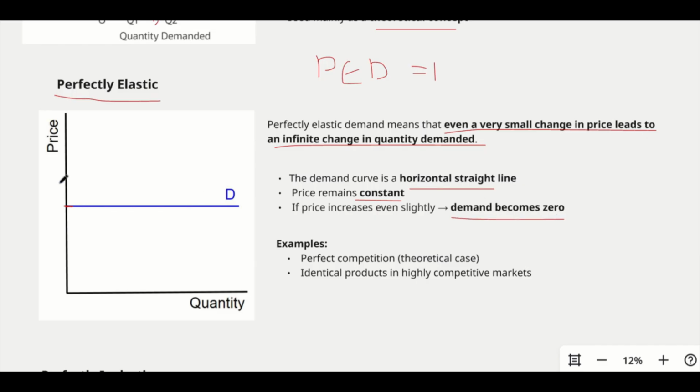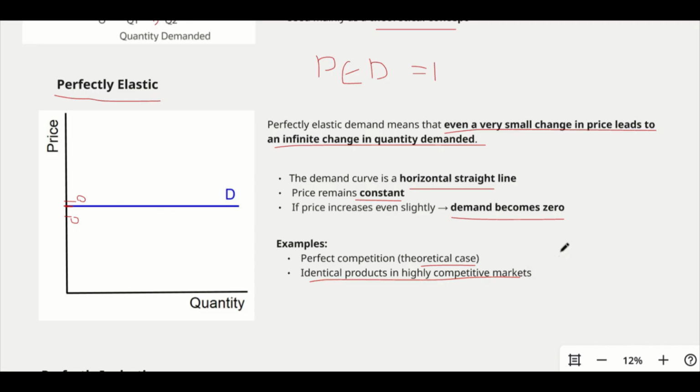So for example, you can see that in this case, whatever the quantity available, the price is the same. No change in the price. But even if the price increases by 1 unit or decreases by 1 unit, the demand will fall to zero. A slight change in the price will lead to no demand. This is also a theoretical case, with identical products in a highly competitive market.